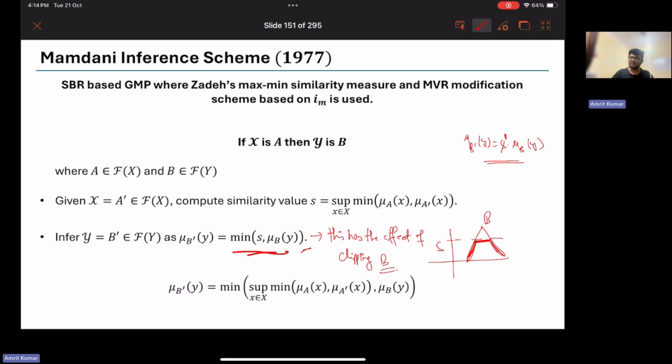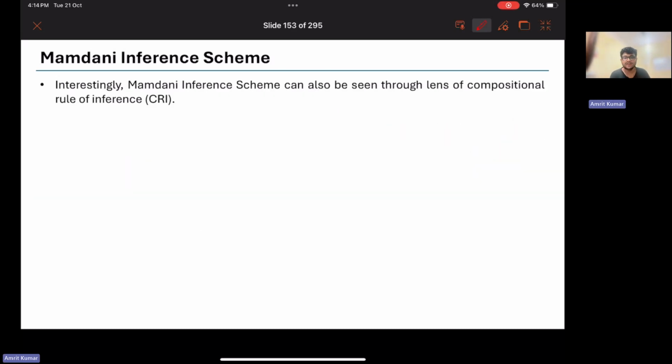So that is the difference between the modification scheme based on product operation and minimum operation. In product operation, the shape of B dash is the same as the shape of B, while in minimum operation, you basically clip B in order to get B dash. Anyways, now comes the interesting part.